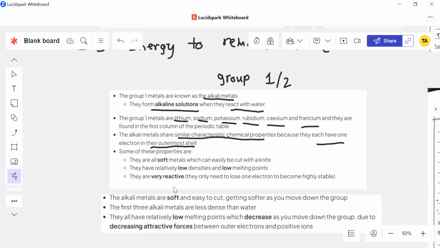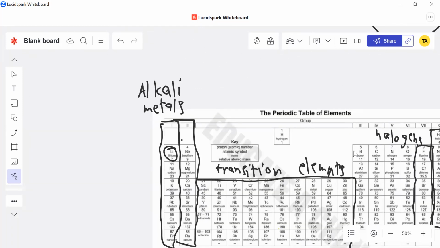So the outermost shell electrons are called the valence electrons, right? And they all share the same electron in the outermost shell. And some properties of alkali metals are they are soft metals, which can be easily cut with a knife. They have low densities and low melting points, and they are very reactive. They only need to lose one electron to become stable. So alkali metals are soft, and the first three alkali metals are less dense than water. So lithium, sodium, potassium have less density compared to water.